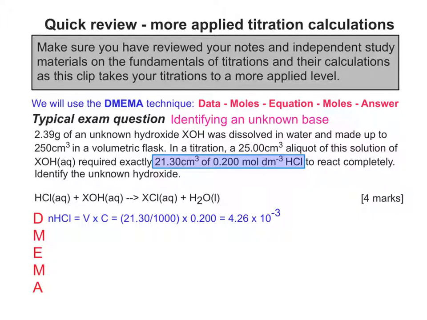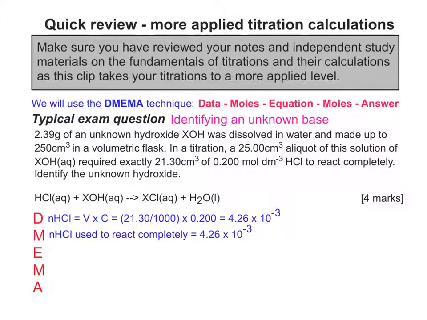So in this case it's going to be the number of moles of HCl, my standard solution that was used. It's my standard solution because they've told me the concentration of it, 0.200 moles per decimetre cubed. So that gives me 4.26 times 10 to the minus 3 using n equals V times c. So that means I can state that in my moles section.